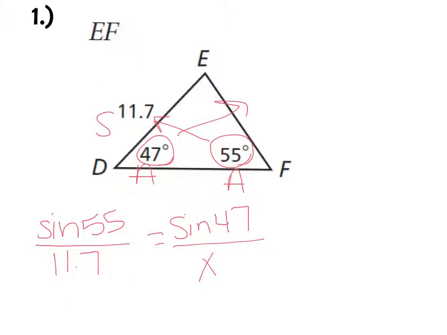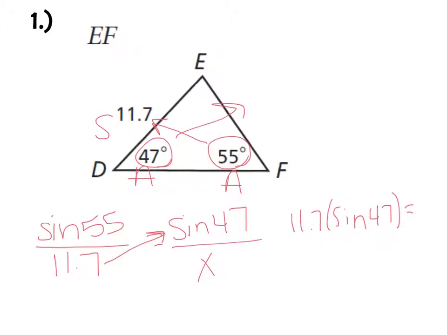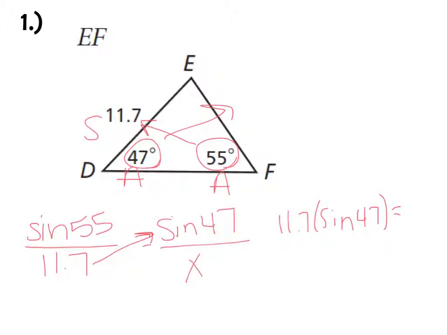So from this point on, this is just a basic proportion, even though it looks scary because it has signs all in there. Sine of 55 is just some decimal. Sine of 47 is some decimal. So it looks scarier than it actually is. So I'm going to cross multiply 11.7 times the sine of 47. And that will be equal to x times the sine of 55. So at this point, I could multiply these two in my calculator if I wanted to. I am just going to go ahead and divide.